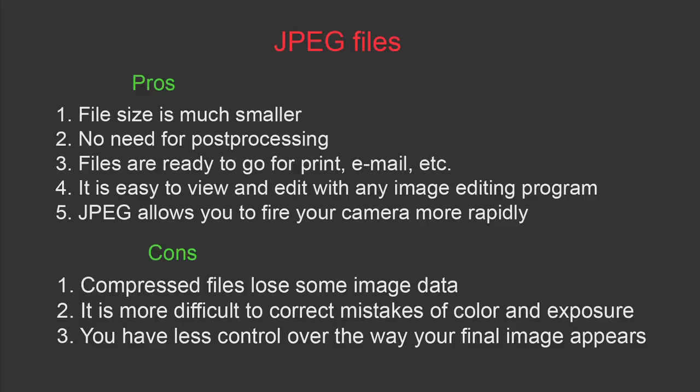JPEGs and RAW files have their own pros and cons. So let's talk about JPEG first. First of all, the JPEG is much smaller in size. And it doesn't really need post-processing if you don't want to, because the JPEG was already processed in the camera. Also, JPEG files are ready to print or email right away without any processing. And you can easily view and edit them with any image editing program.